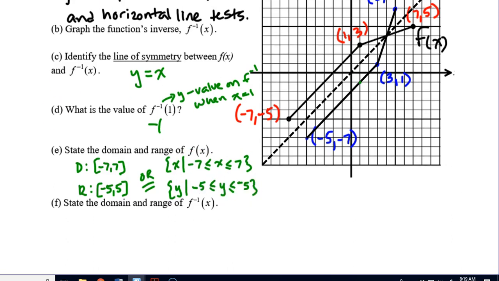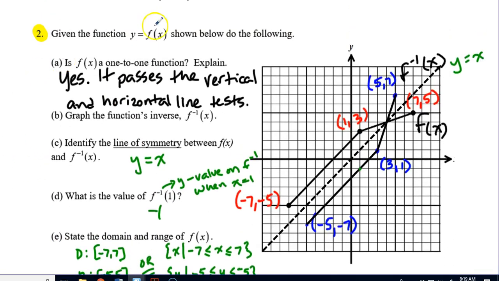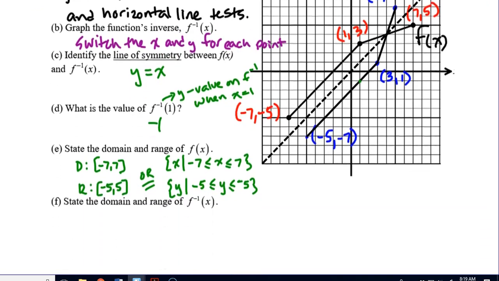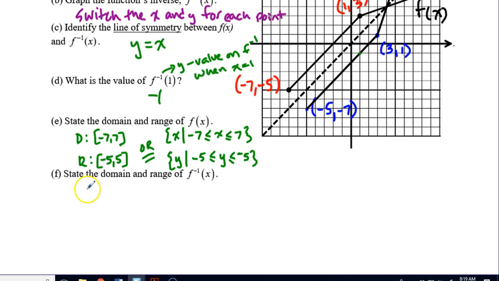And then finally your inverse. Well, the nice thing about writing inverses is the x's and y's switch, right? We should probably have made a note back up in here. How do you graph the inverse? Switch the x and y. Okay, so it's simply switching the x and y right here. The domain of the inverse is the range of the previous.